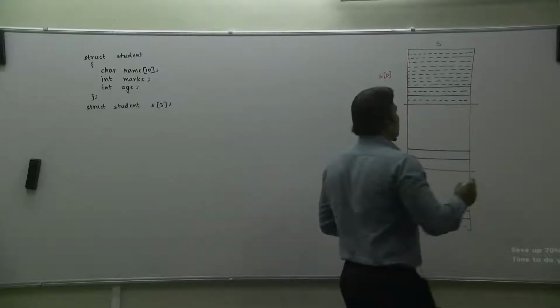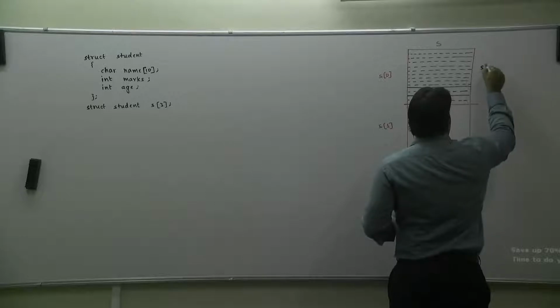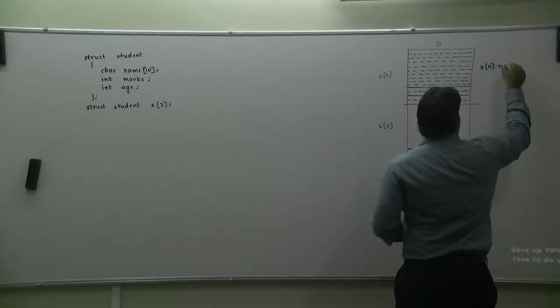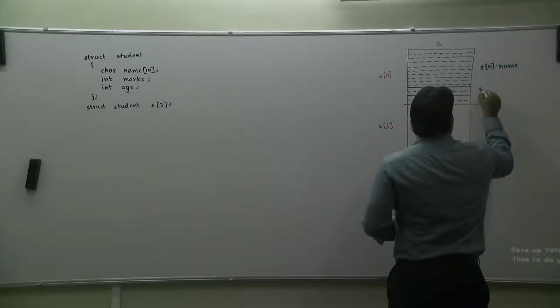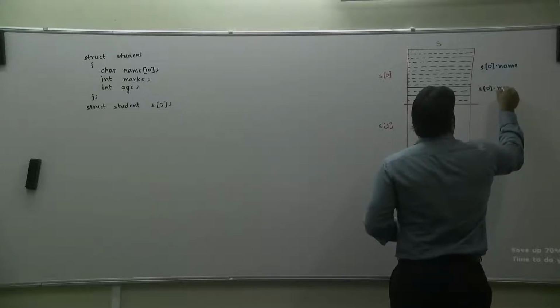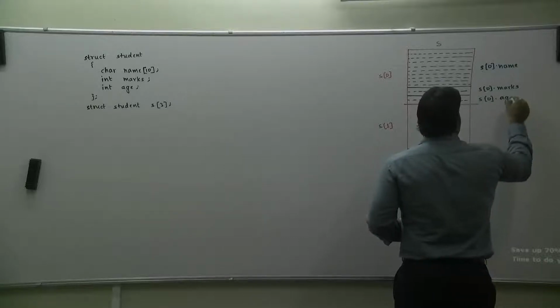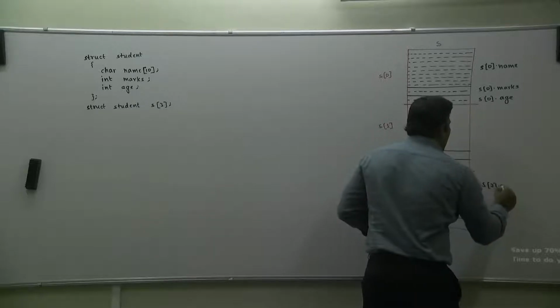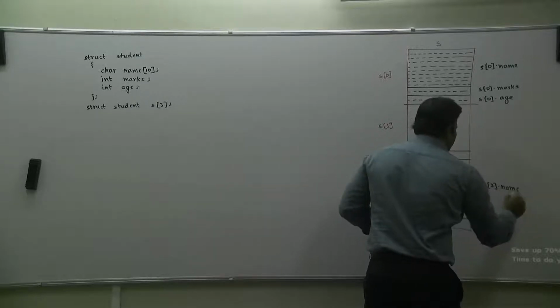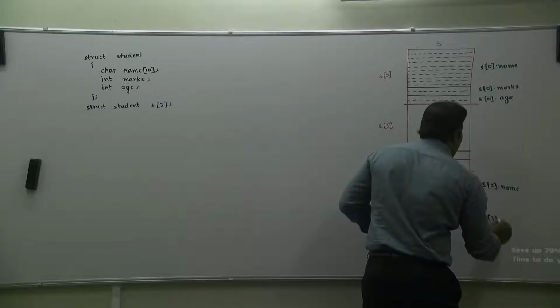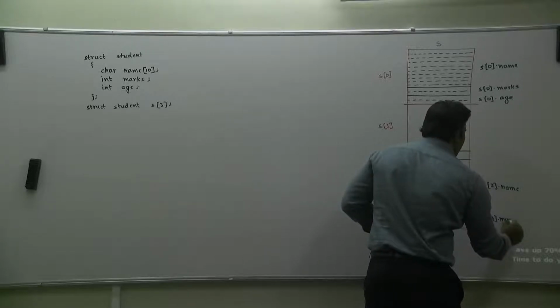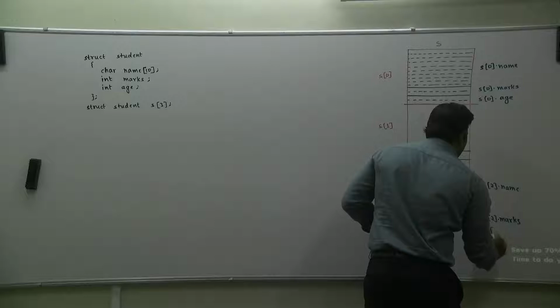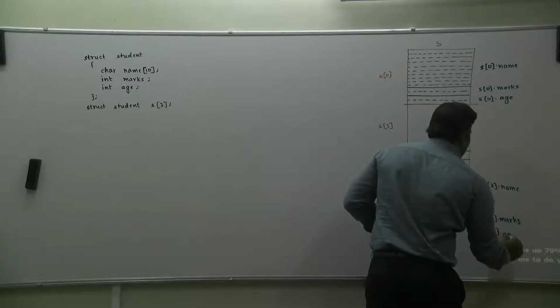And then as I have told you, technically, this is S of 0 dot name. This is S of 0 dot marks. This is S of 0 dot age. Same case here also. This is S of 2 dot name. This is S of 2 dot marks. This is S of 2 dot age.